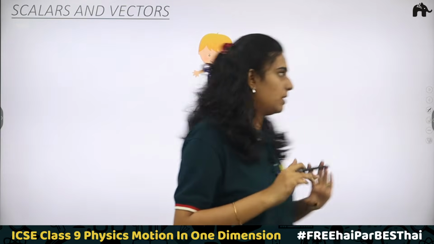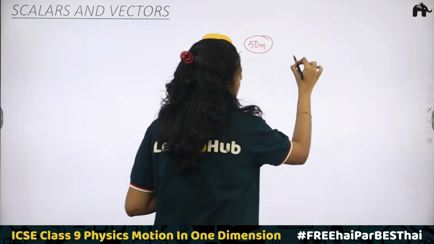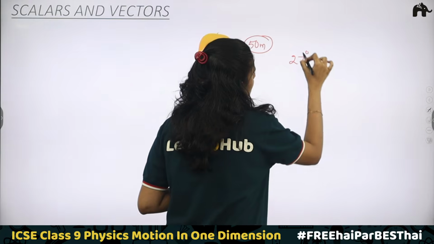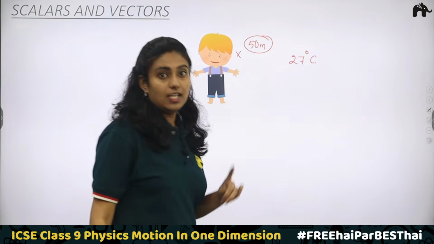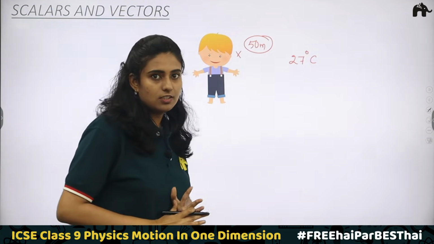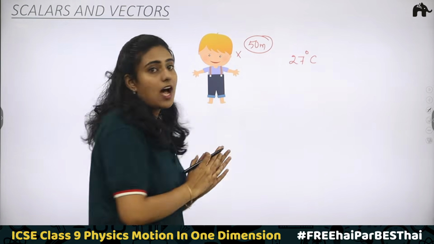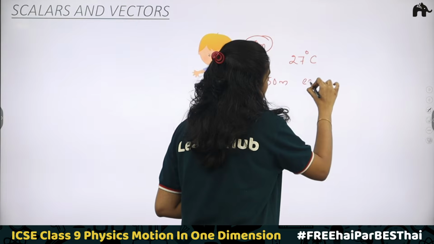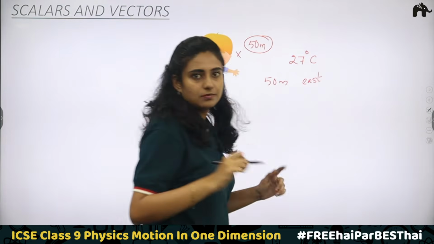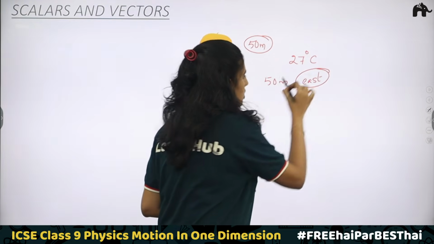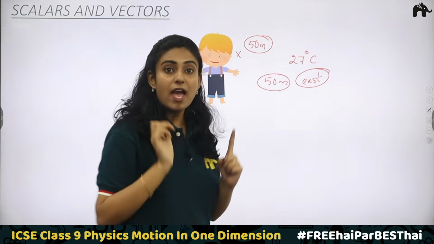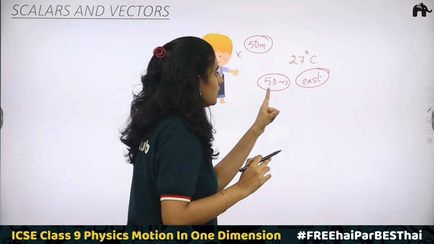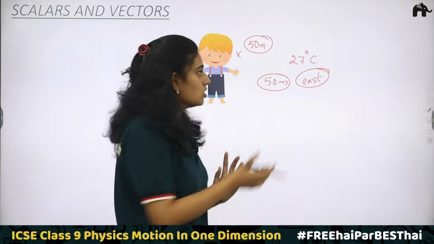When we said about temperature, let's say inside the room the temperature is 27 degrees Celsius. It doesn't depend on the direction. Okay, now the boy is asked to move 50 meter towards east. Here east is the direction and 50 meter is the magnitude. So, it depends on magnitude and the direction. So, these quantities are called the vector quantities.